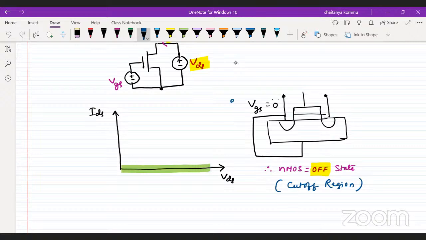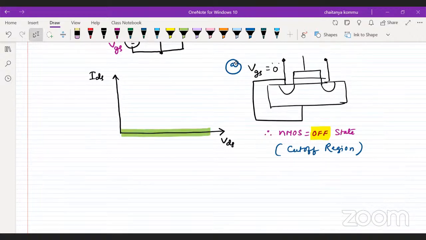This is the one case that we have applied. Now let us apply the second case, with nonzero VGS values. When will the inversion layer form? As I mentioned, the inversion layer will form if you apply a sufficient voltage between the gate and substrate. That sufficient voltage I am calling the threshold voltage.